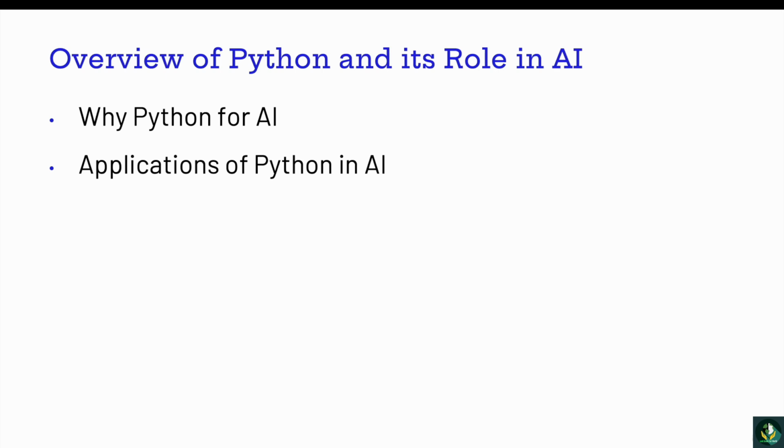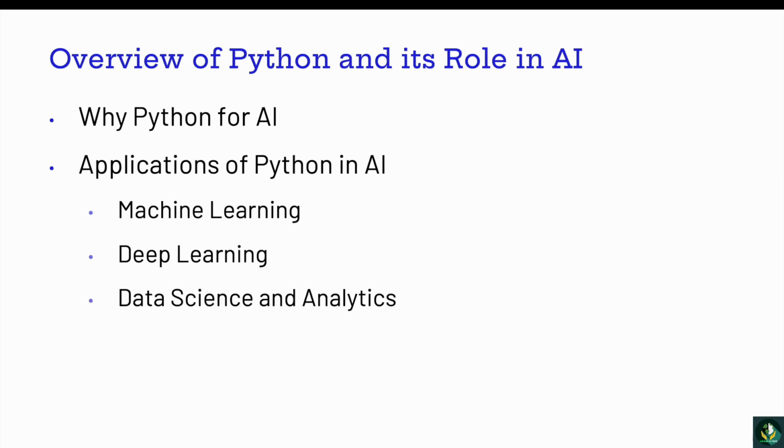Now let's look at some of the applications of Python in AI. Python is widely used in various AI applications such as machine learning. Libraries like scikit-learn enable building and deploying ML models. We have deep learning, where we have TensorFlow and PyTorch, which power neural networks and deep learning architectures. In data science and analytics, libraries like Pandas and Matplotlib allow data manipulation and visualization.